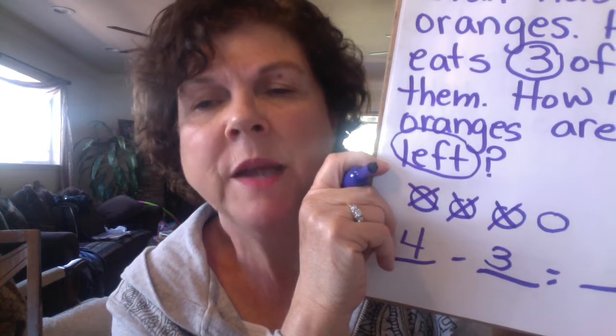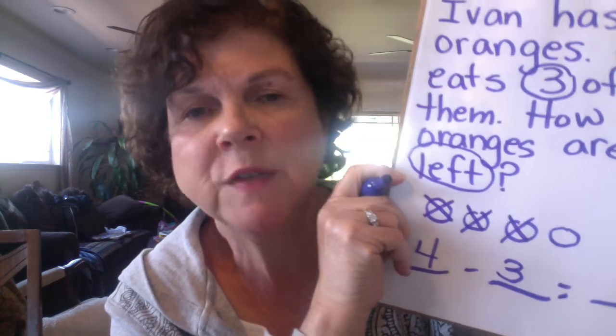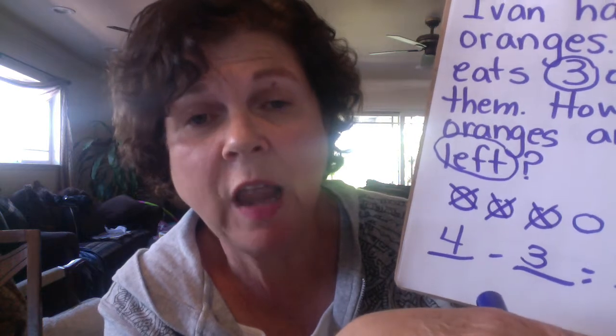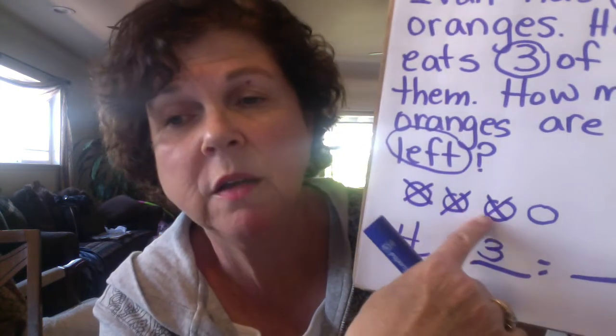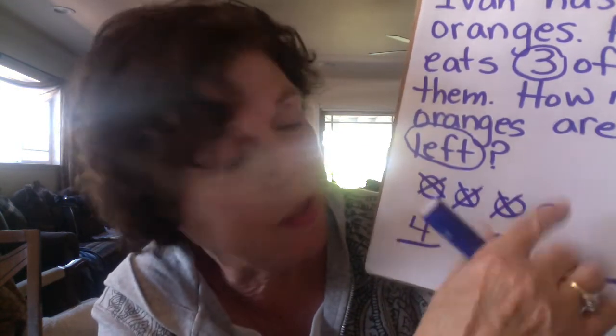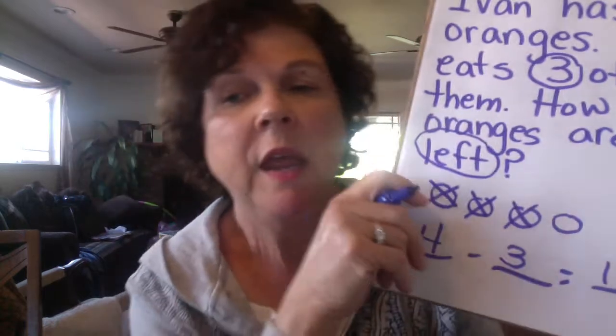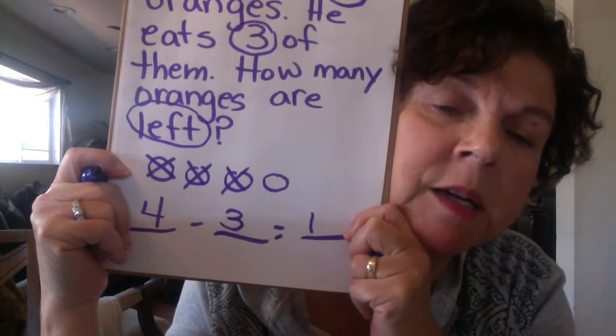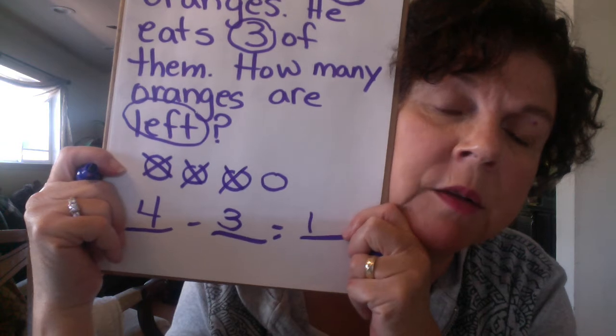Okay, so 4 minus 3. All I have to do now is count the one that doesn't have an X on it. And guess what? We have just one that doesn't have an X on it, so I'm going to put a 1 here. And I have solved that word problem. 4 minus 3 equals 1.